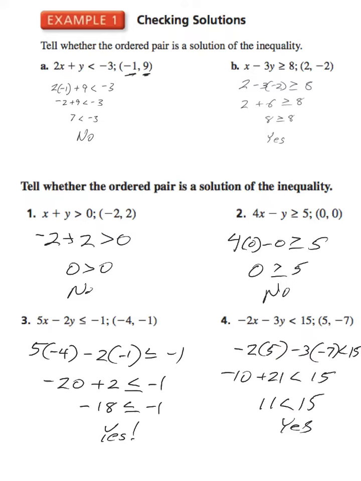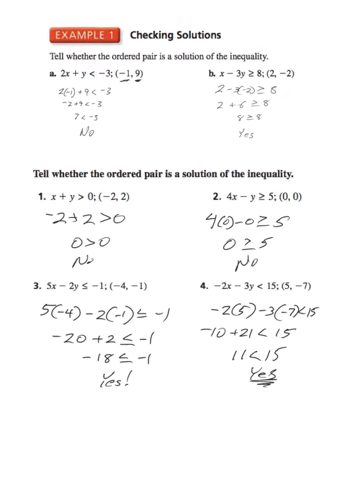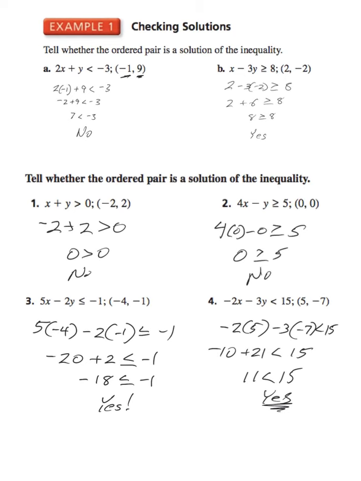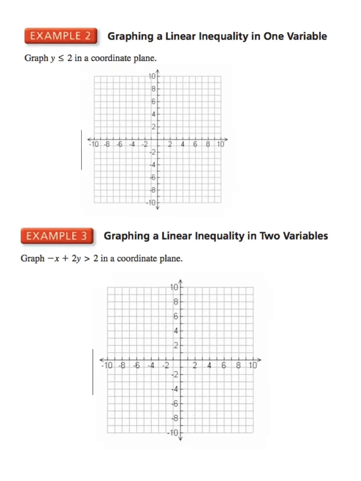Okay, how'd you do on that? Anyway, I plugged in the 5 and the negative 7. I eventually get 11 is less than 15, and that seems pretty true to me. So that point must be in that shaded region of the solution of this equation. Okay, so anyway, that's example 1. Let's move on to the next page.